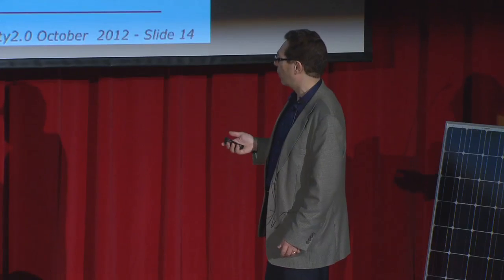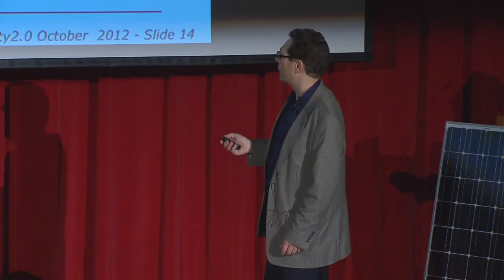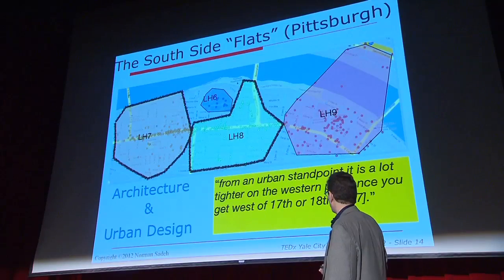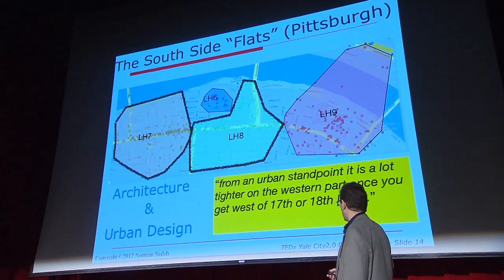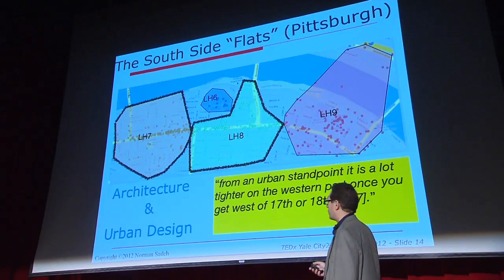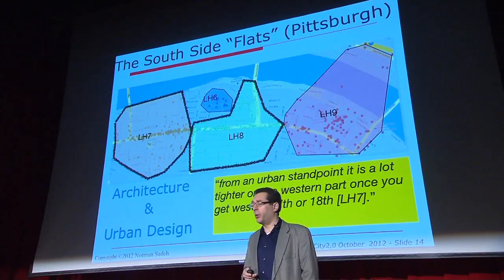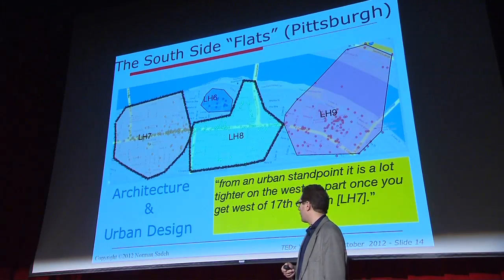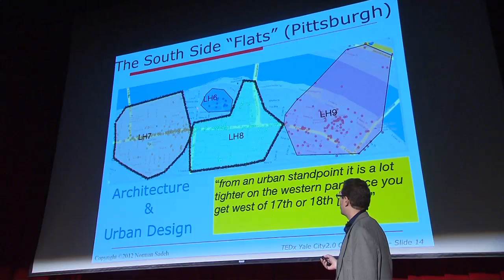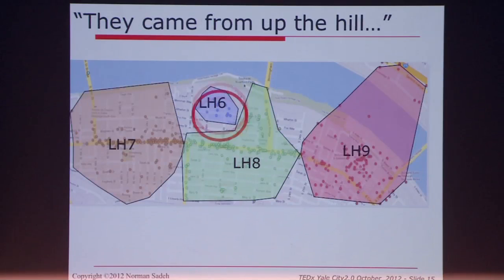So here's another quote, which is very typical of the kinds of things that we've come across. "From an urban standpoint, it's a lot tighter on the western part. Once you get west of 17th Street or 18th Street, which is LH7 again." But the most interesting thing here is actually this other Livehood, LH6, that I'm going to tell you a bit more about.